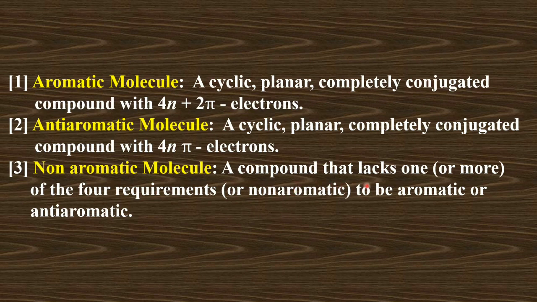So a compound that lacks any one of these three criteria, if it is acyclic, if it is non-planar, and if it does not have completely delocalized pi electrons, then such a molecule is called a non-aromatic molecule. Therefore, the non-aromatic molecules are the molecules which do not obey any one of the first three conditions.